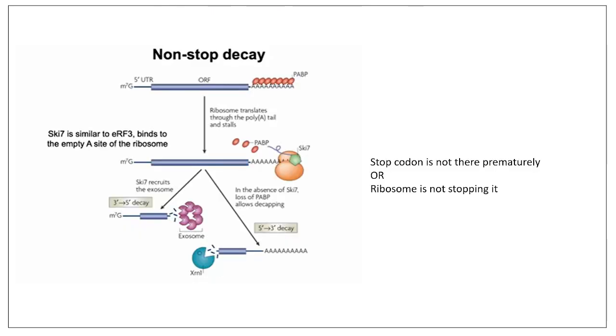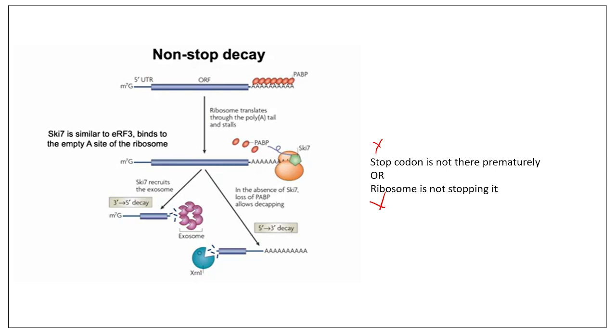Now we come to non-stop decay. Non-stop means the translation is going on and on. Why is the translation going on? Because either the stop codon is not present or the ribosome is not getting stopped. Both reasons can be there. The ribosome is continuously moving and continuously synthesizing. So this is known as non-stop decay.